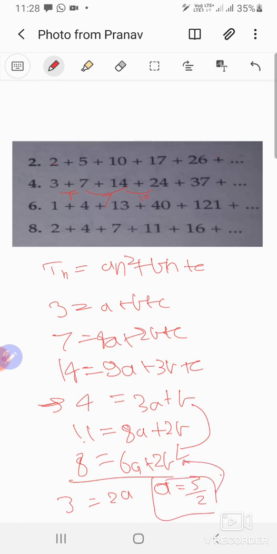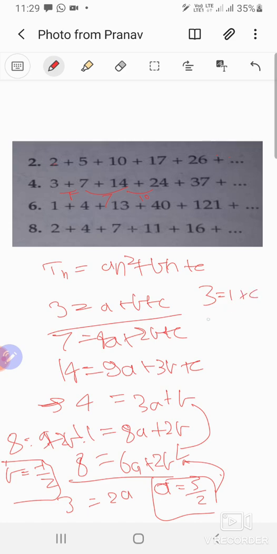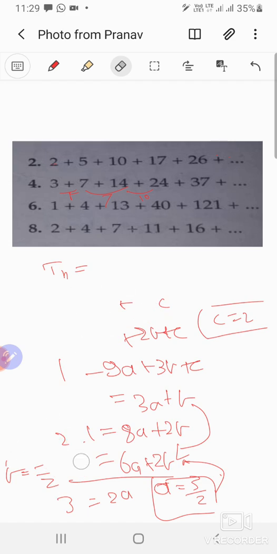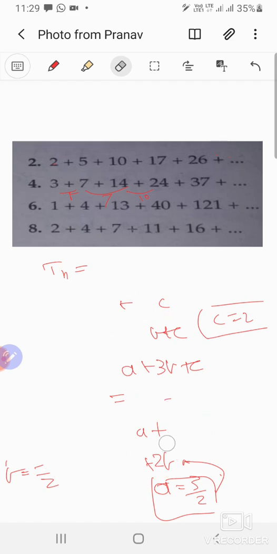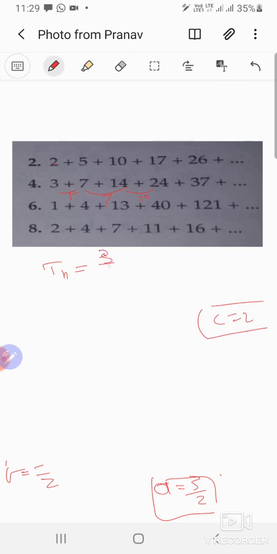Now just put it into this equation, so that will give me 8 equals 3 by 2 of 6, that's equal to 3 into 3, which is 9, plus 2b. So that gives me b equals negative half. b equals negative half, a equals 3 by 2. Put it in this equation, so you get 3 equals 3 by 2 minus half, that's just 1, plus c, so c equals 2. Alright, so there you go. b equals negative half, a equals 3 by 2, and c equals 2. So our tn turns out to be 3 by 2 n squared, then negative half n plus 2, right?